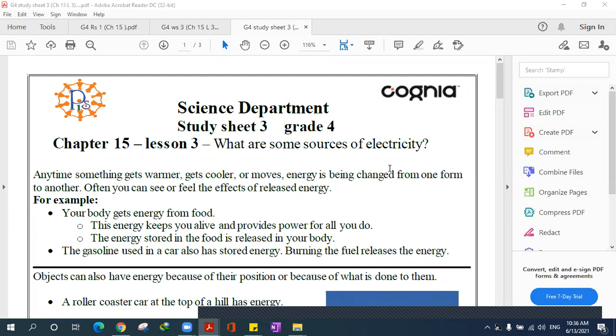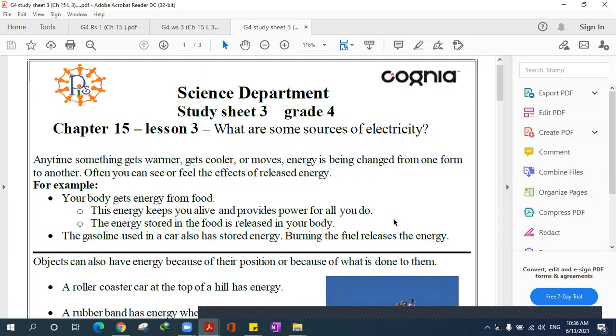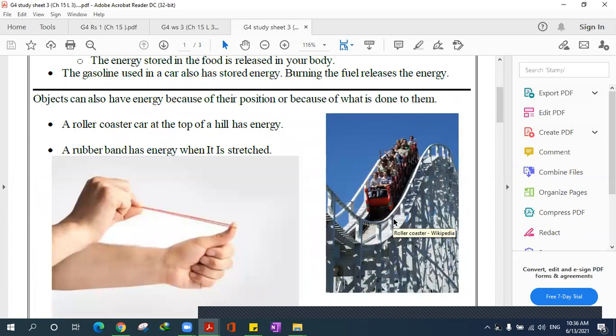But before that, we need to know that we need energy everywhere. We get energy from the food, the car gets energy from the gasoline we put in. So energy is everywhere. Even things that are standing still and not moving around still have energy. Do you guys remember what we call the energy of things that are in a certain possession or have certain conditions?